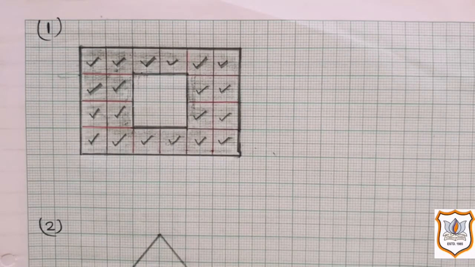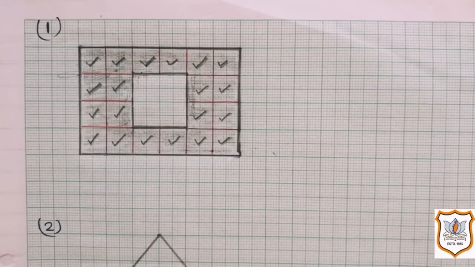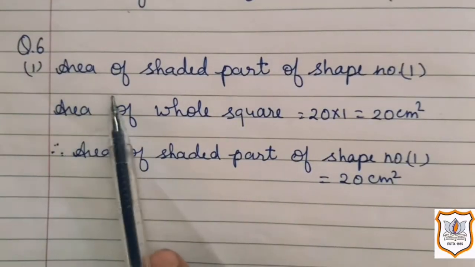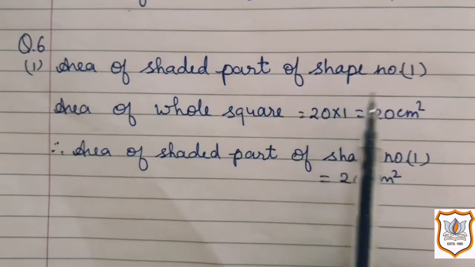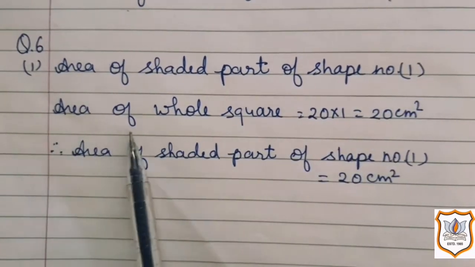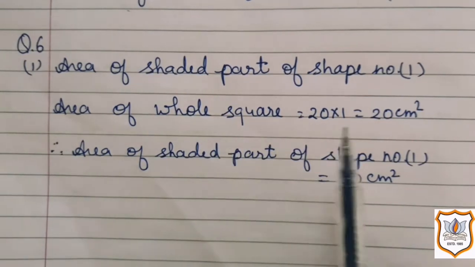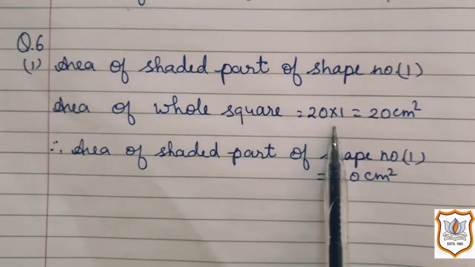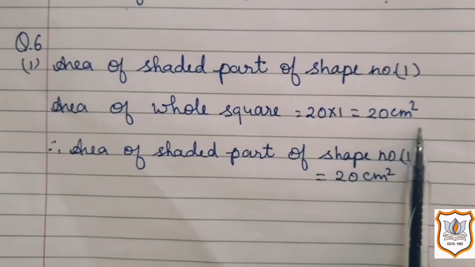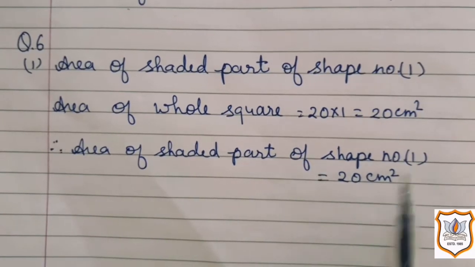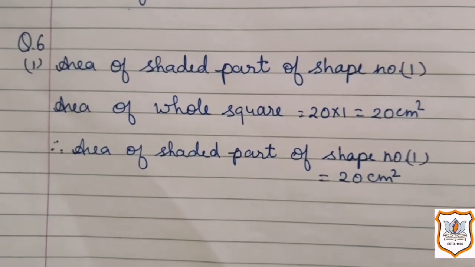Now we have to find out the area of this shaded part. Area of shaded part of shape number 1. Area of whole squares. As we have counted that there were 20 whole squares, so we will multiply this 20 by 1. So by multiplying 20 by 1, we will get 20 centimeter square. Therefore, area of shaded part of shape number 1 is equal to 20 centimeter square.